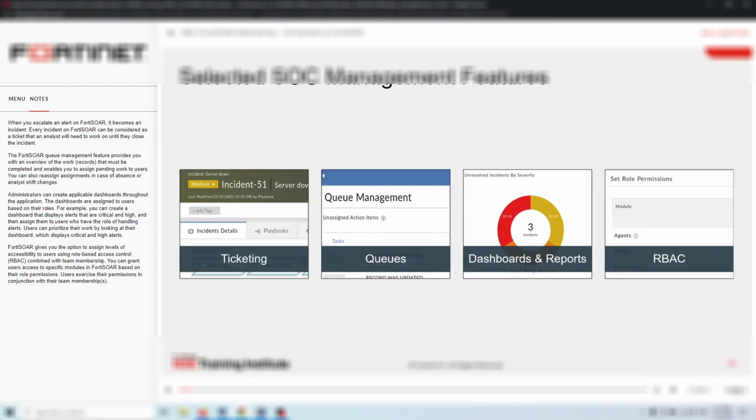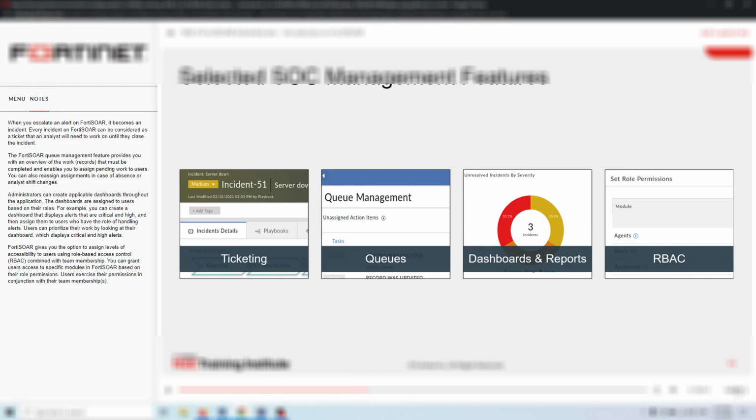When you escalate an alert on FortiSOAR, it becomes an incident. Every incident on FortiSOAR can be considered as a ticket that an analyst will need to work on until they close the incident. The FortiSOAR queue management feature provides you with an overview of the work records that must be completed, and enables you to assign pending work to users. You can also reassign assignments in case of absence or analyst shift changes.